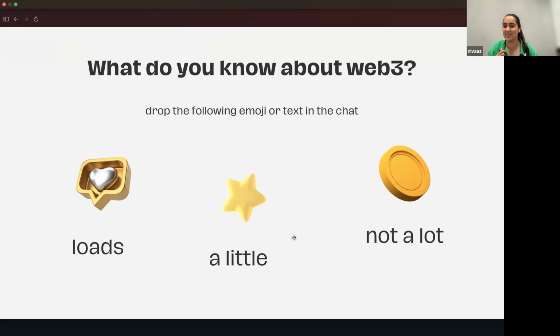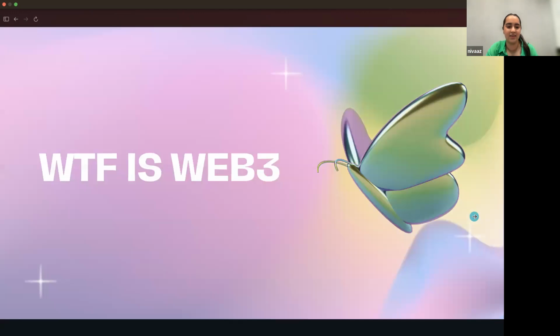Part of that is because I think a lot of the knowledge on Web3 is quite scattered across the internet. And that's just a part of decentralization, which I'll chat a little bit more about in a bit. And also the space is moving so fast and innovating so fast, it's almost impossible to keep up with everything that's going on.